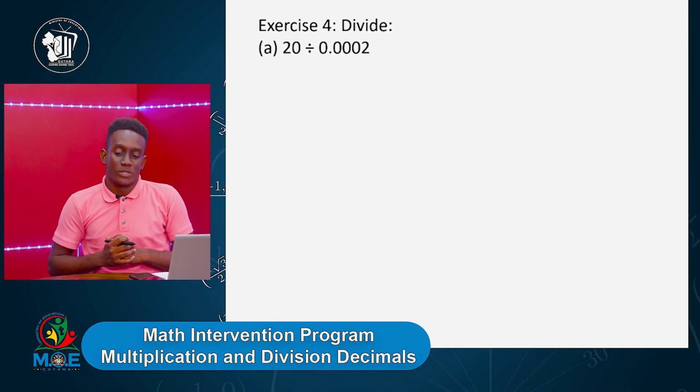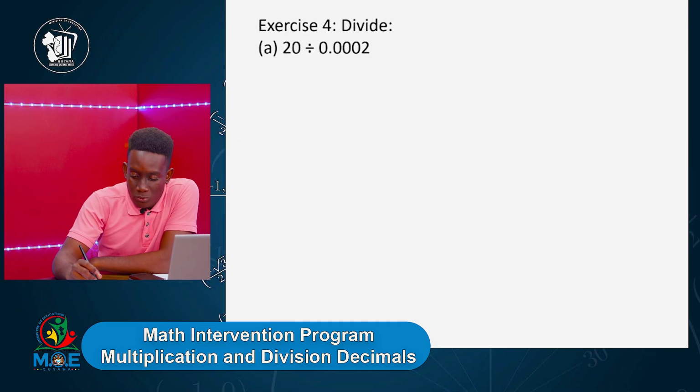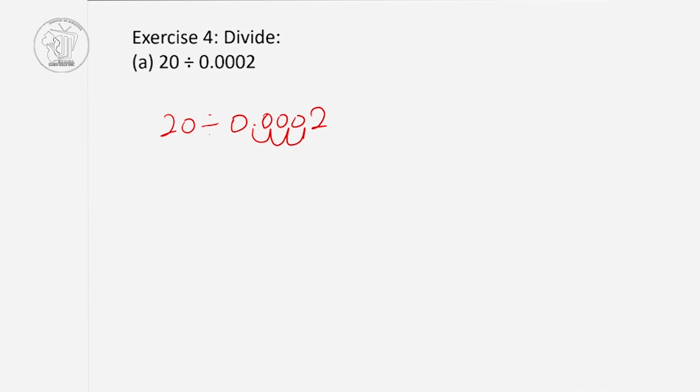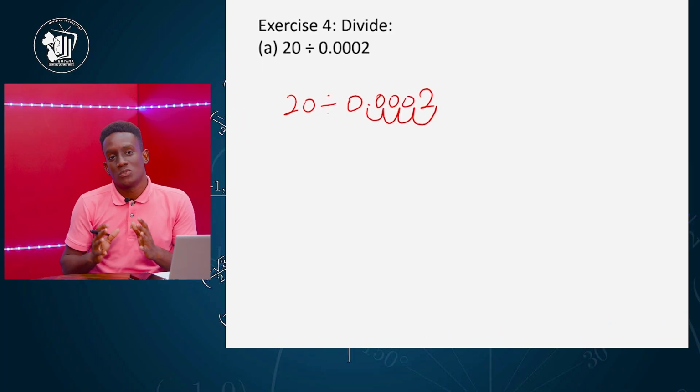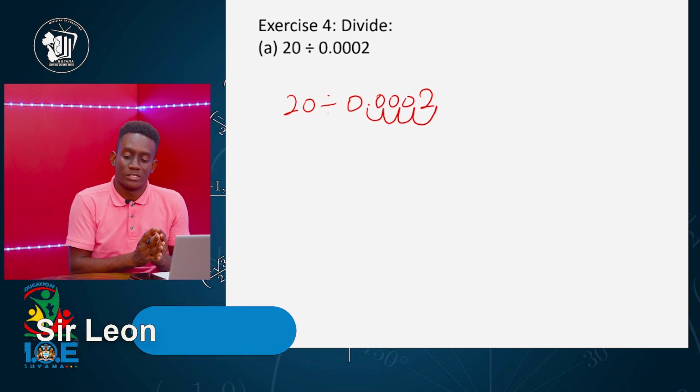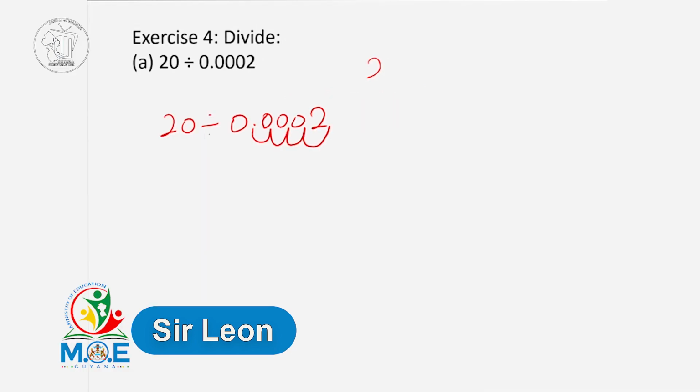So now let's look at the last question. The last question says 20 divided by 0.0002. So the objective is to turn this into a whole number. So we have to move the decimal point 1, 2, 3, 4 times. And because we move the point for the divisor decimal 4 times, we must do the same thing for the other decimal. So this 20 here, let me write it at the top here so I can get some space. The point is here, we have to move it 4 times in the same direction.